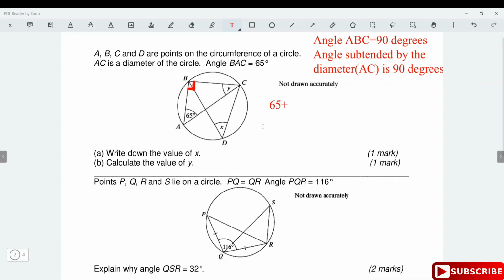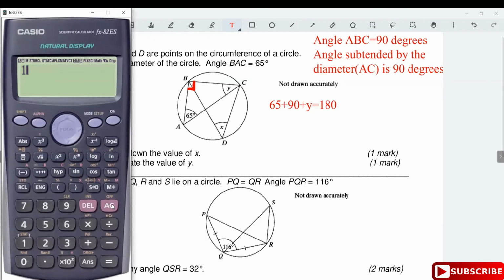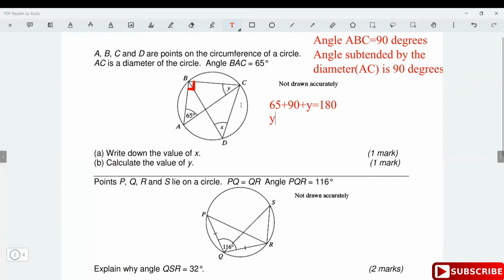I didn't read the question properly, but 65 plus 90 plus y is equal to 180. And so now we can find y by subbing. Putting it in the calculator, we just go 180 minus 65 minus 90. And so y is 25. So we can write that down: y is equal to 25 degrees.